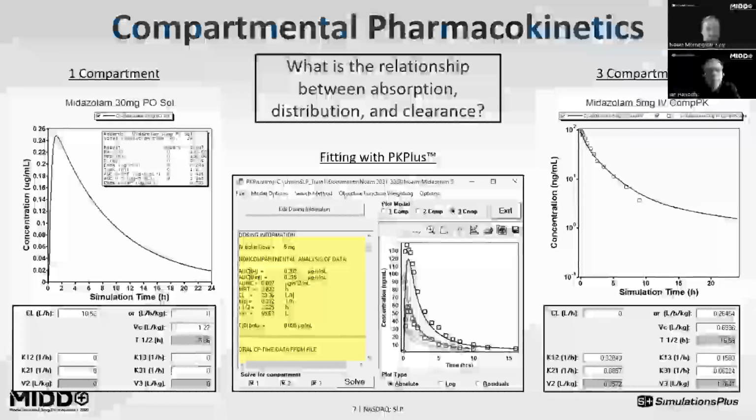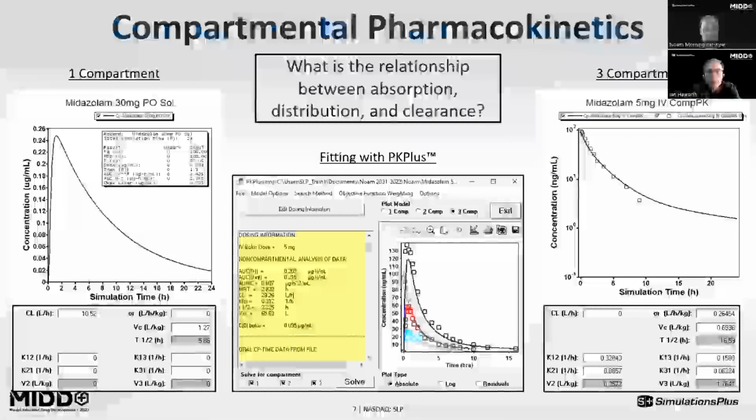To take a more in-depth example, looking at compartmental pharmacokinetics, this can be guided by the overarching question of what is the relationship between absorption, distribution, and clearance. If we start on the left-hand side, this is a plot based purely on ADMET Predictor properties from midazolam with a 1-compartment model. You look at this, we may all be pretty familiar with a CP time profile that looks like this, but it might not be as clear to these students who are just starting out in the world of pharmacokinetics.